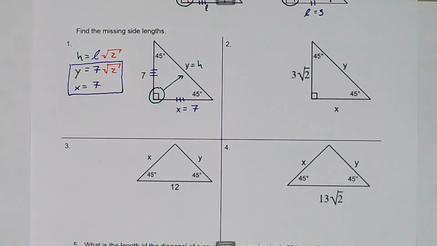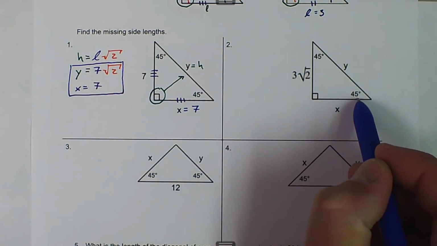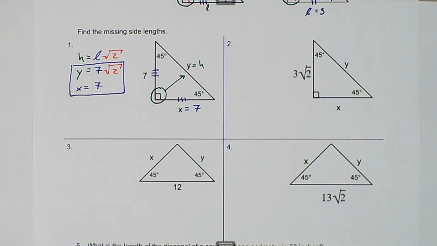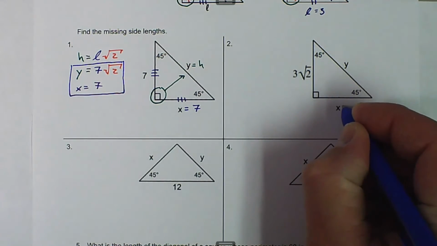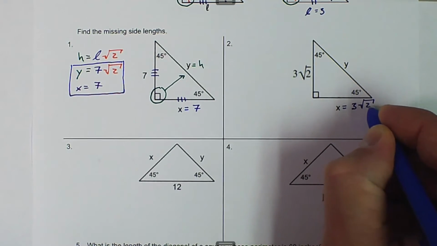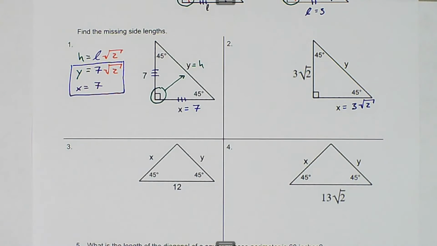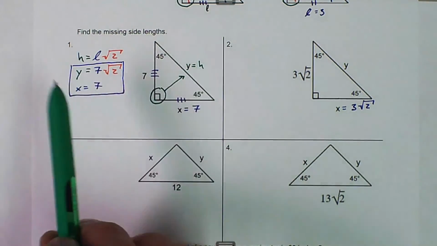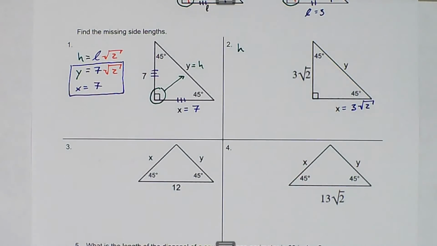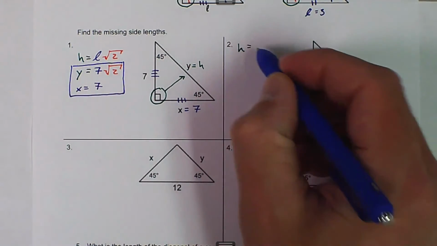Now we can look at example 2. And again, we have a 45, 45, 90 triangle. So in this case, our x value is also going to be 3 times the square root of 2. And then we're going to use our special relationship where h is equal to L times the square root of 2.